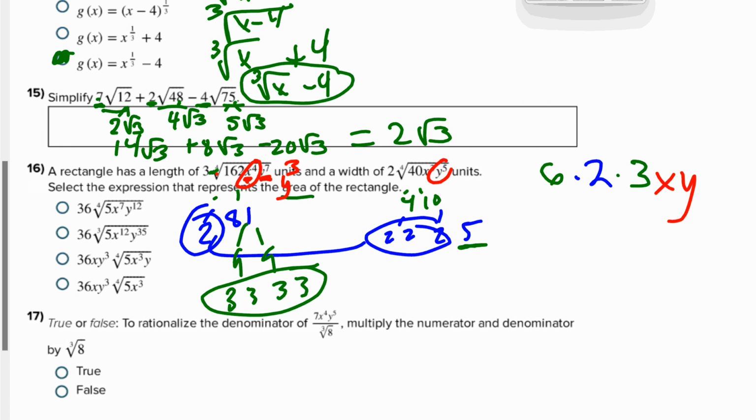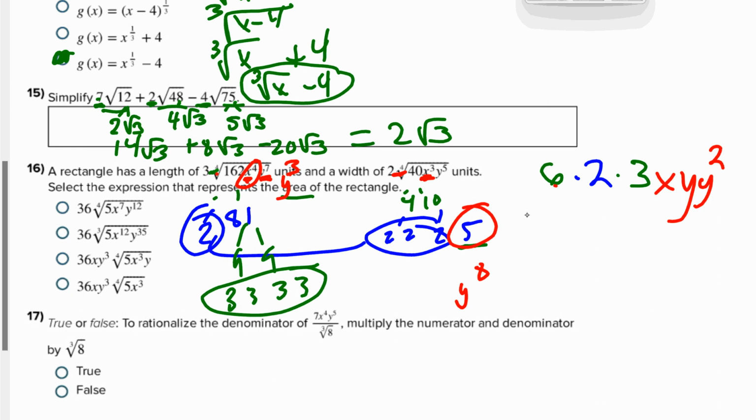But then we have 5 right here, so 3 plus 5 is 8, so we really have y to the 8th. And how many groups of 4 do we have in 8? 2, right? So we can take 2 more y's out. Okay, and then we have an x cubed left. Well, there's 3 of them, right? So we can't get to 4. So that x cubed has to stay in there with this 5.